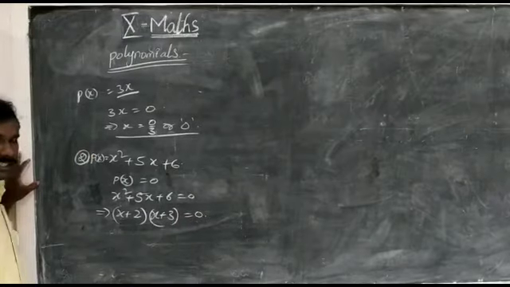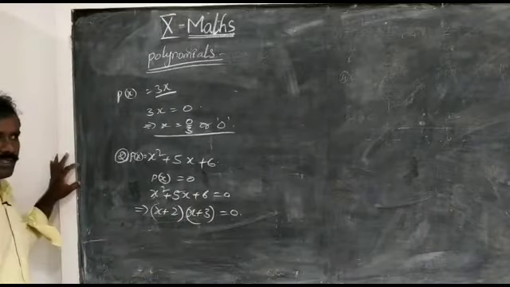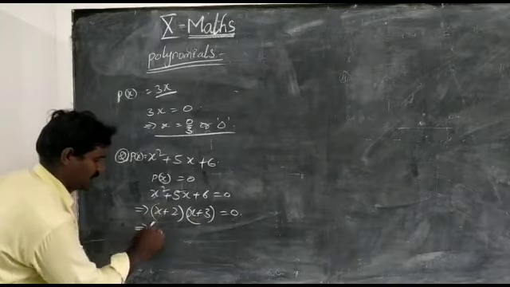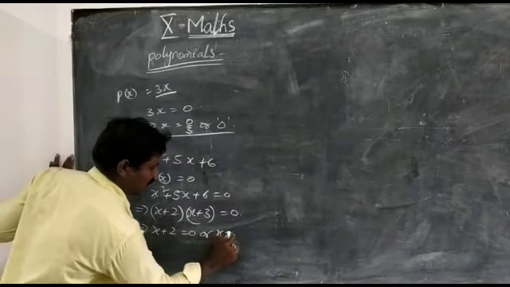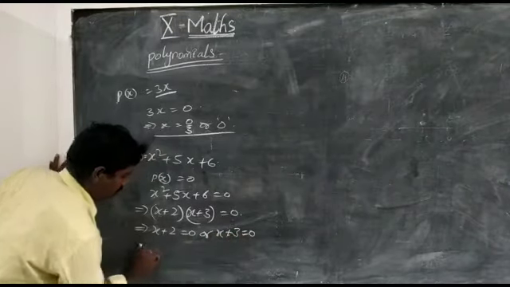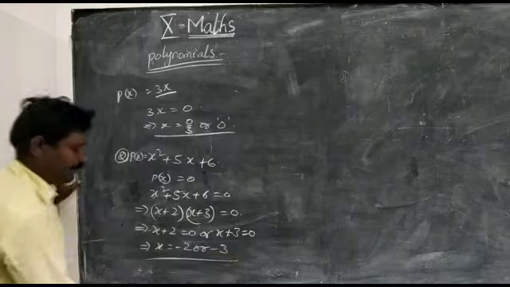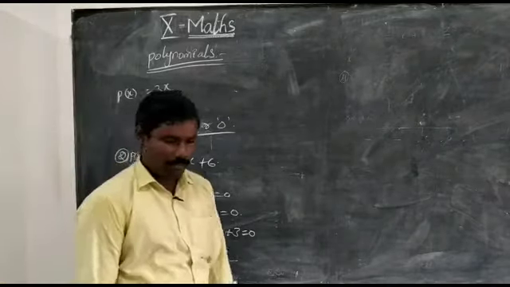We know one identity, x plus a into x plus b equal to x square plus a plus b into x plus ab. By that we get these two factors. Now from this, x plus 2 equal to 0 or x plus 3 equal to 0. And this x equal to minus 2 or minus 3. Therefore, the zeros of the given polynomial are minus 2 and minus 3.